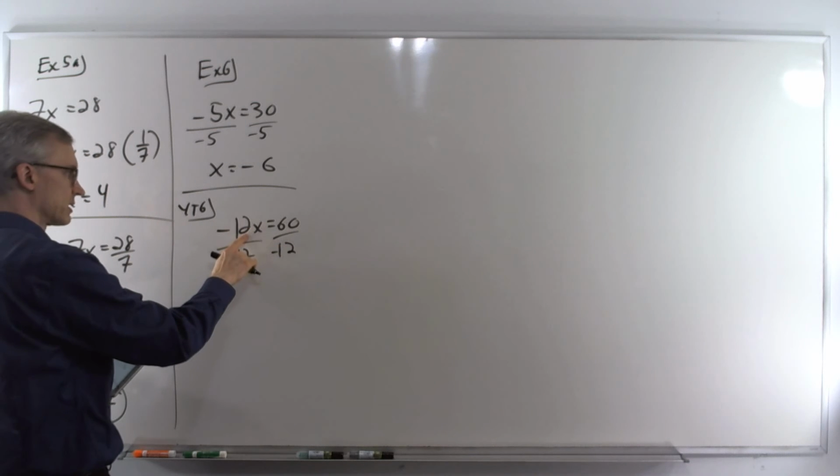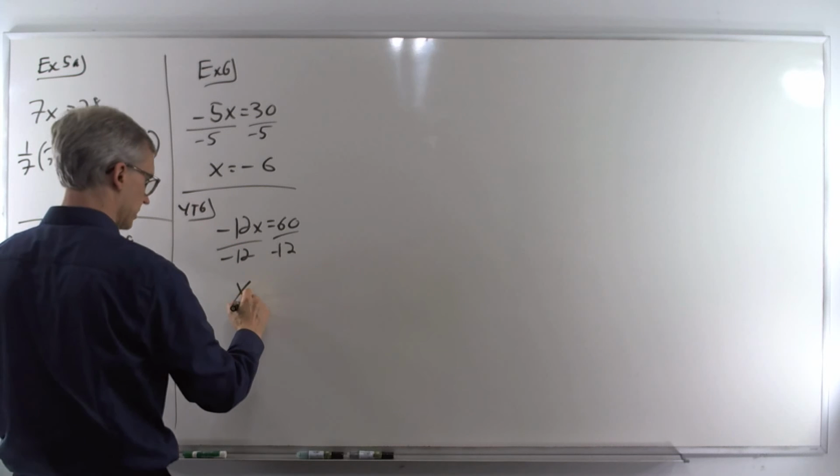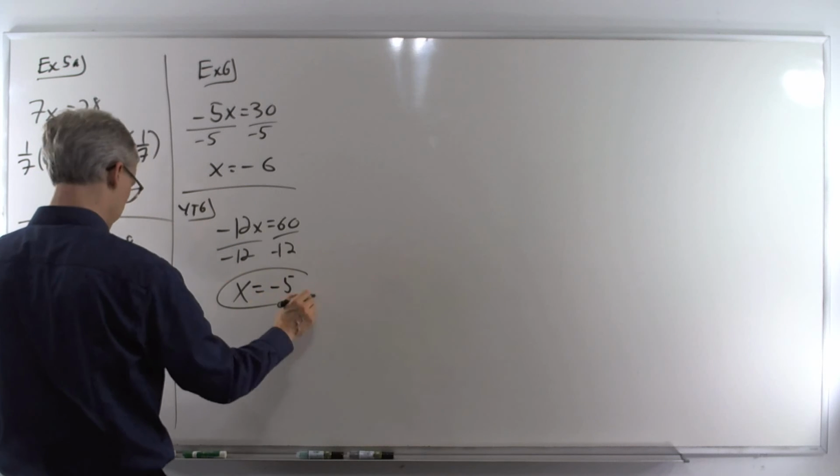All right, negative 12 on the x is the coefficient, so we'll divide by that, and you get x equals negative 5.